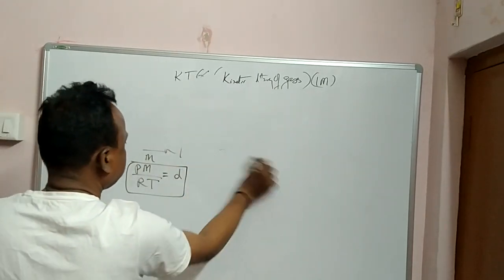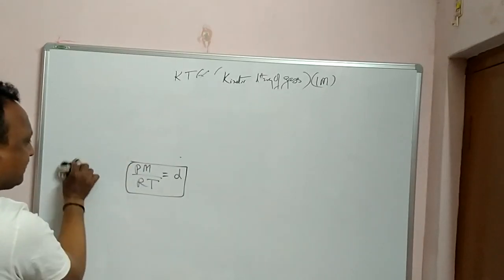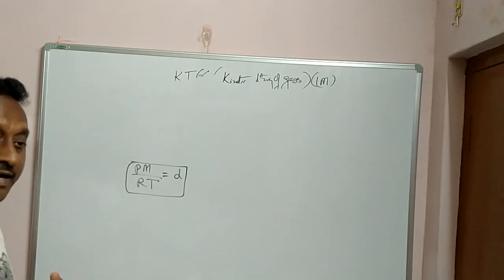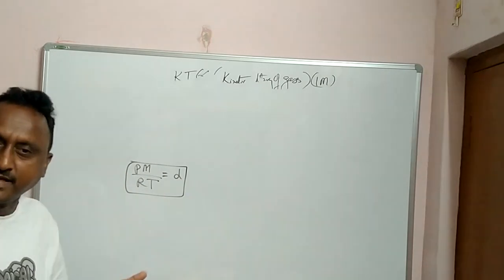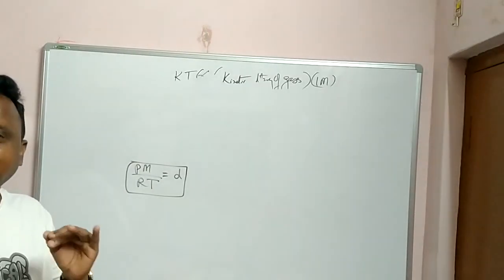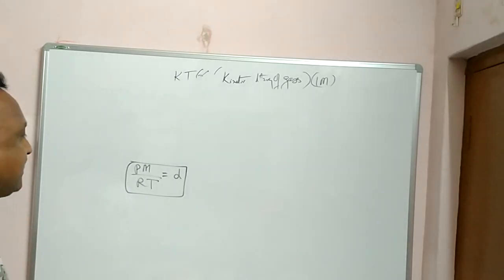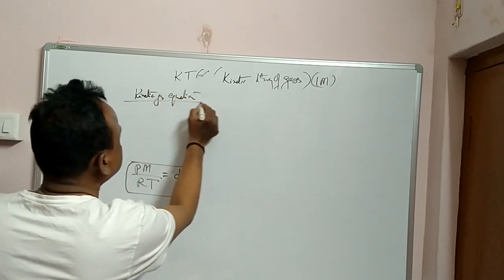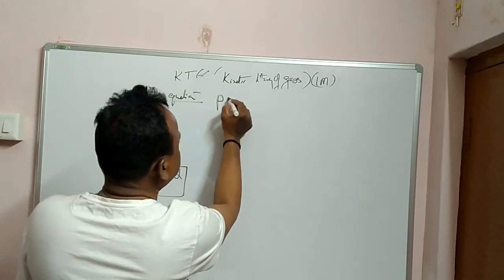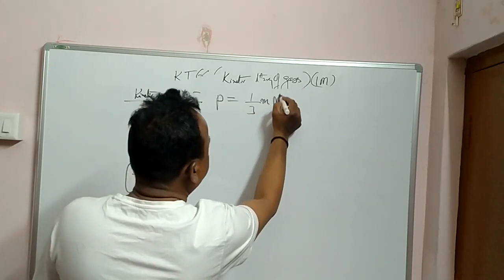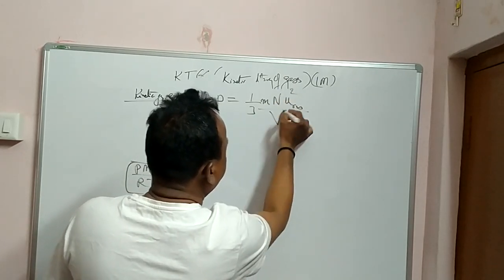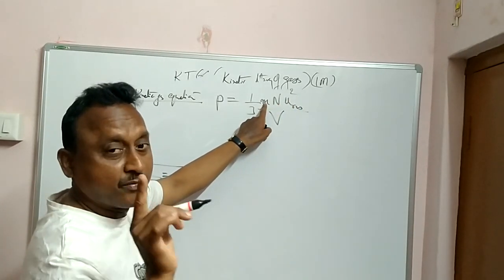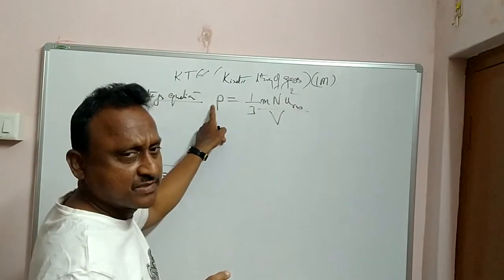I'll put this one aside because this equation PM by RT is very important further on. Okay, now let us see the next item after this density equation, that is the kinetic gas equation. Very important. See now, the kinetic gas equation for pressure is given by 1 by 3 m N U RMS square by V. Here U is the RMS velocity, N is the number of moles, m is the mass of 1 mole of gas, and the remaining 3 is a constant, P is pressure, V is volume.